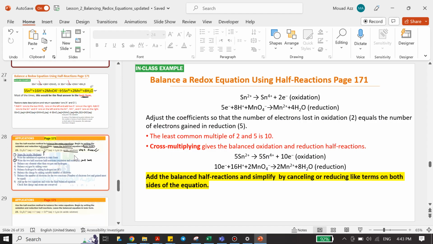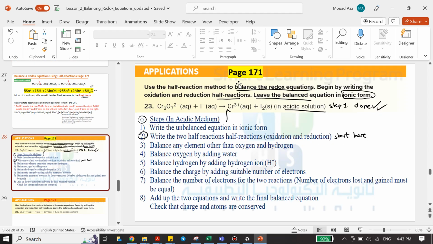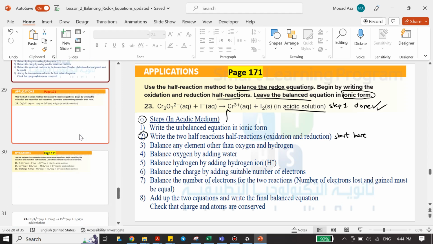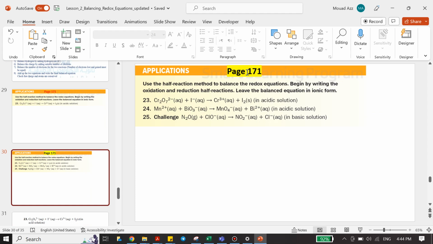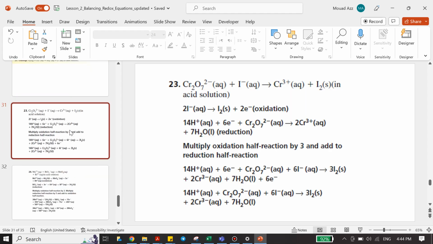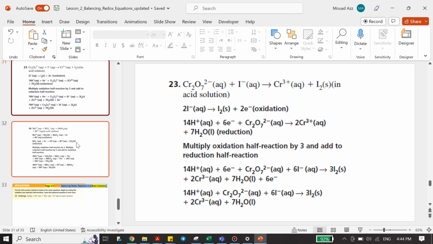we went through it, and you had this exercise which you had to do alone. Then you also have problems on page 171. So 23 and 24 are in an acidic solution. You also have the solutions here. We're going to see this in the class, inshallah.